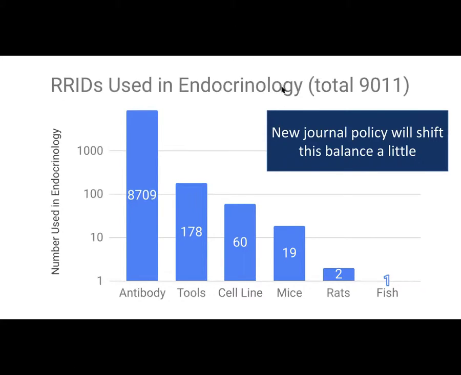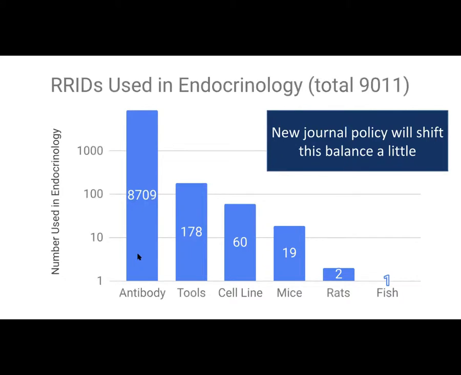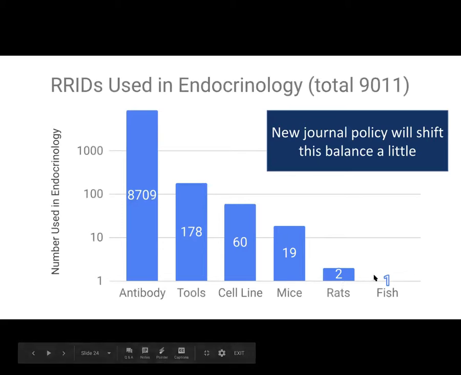Endocrinology started by enforcing RRIDs for antibodies. So just about, and you'll notice this is a log scale, just about all the RRIDs in the journal Endocrinology are being used for antibodies. However, recently the journal has shifted the policy to also start asking for transgenic organisms and cell lines. And we are starting to now see many more tools, such as software tools, cell lines, such as you have seen, and some of the organisms. So this will continue to shift.